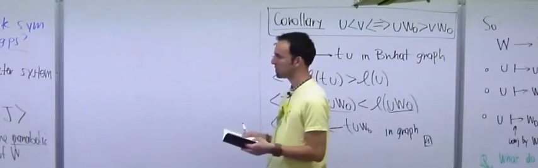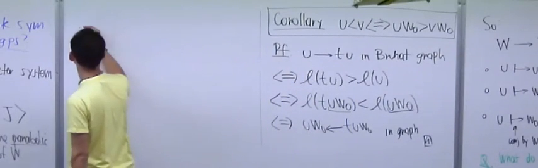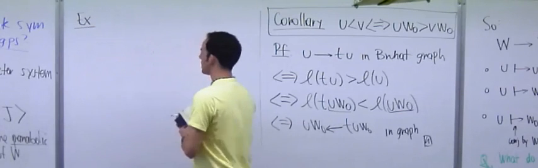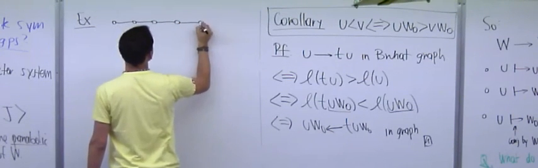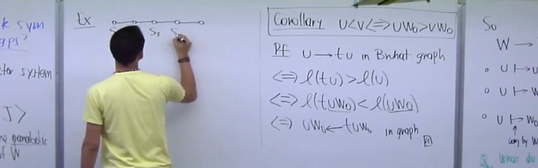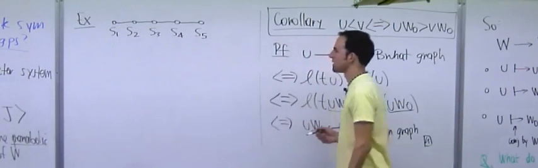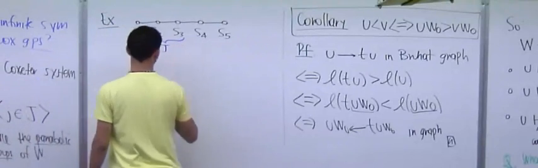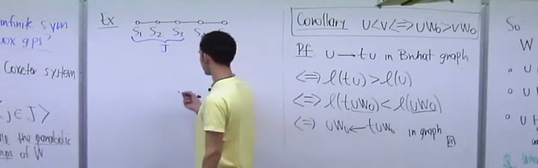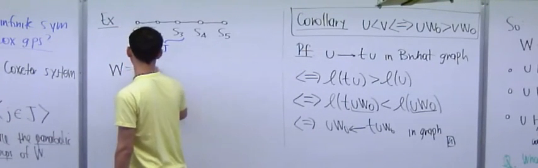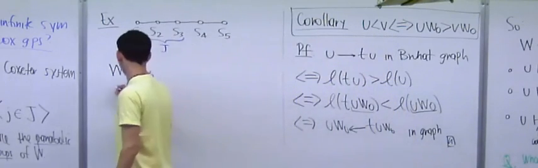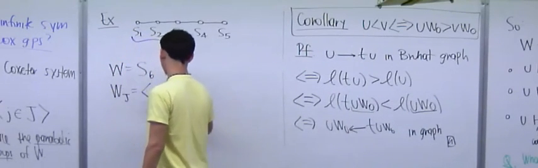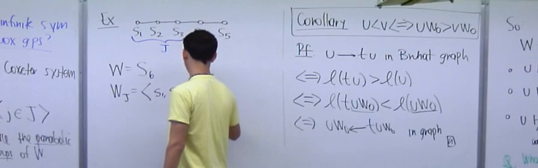I was going to start proving some things, but maybe before I start proving some things, let's do an example. Let's do this example. Okay, and let's say that J equals these 3 guys. Then W is the symmetric group S6. Okay. And what is W_J? It's the subgroup of S6 generated by reflections S1, S2, and S3.